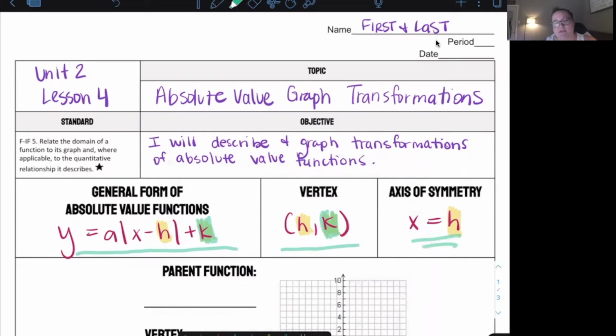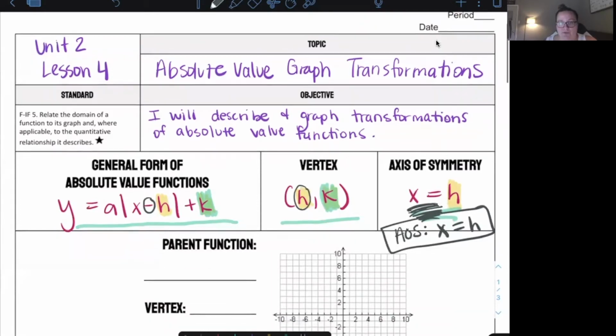A couple things I noticed when I was grading your extra practice from lesson 3 is that, remember, h has the opposite sign that it does in the equation. If h is negative in the equation, it is positive in the vertex. And when you write the axis of symmetry, make sure you always write x equals out in front of h. So you're always going to write the axis of symmetry is x equals h.